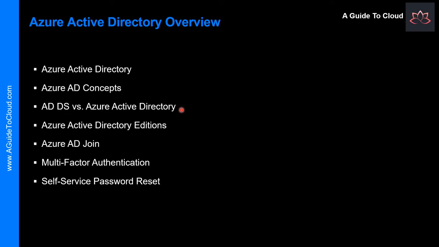It's very important for us to know what the main differences are between ADDS versus Azure Active Directory. Then we will go over what the different editions of Azure Active Directory available are. How can you utilize Azure Active Directory Join in terms of hybrid identity and other services? And a few of the other features, including self-service password reset. We'll touch base on multi-factor authentication and how to configure MFA. So without wasting any more time, let's get into it.